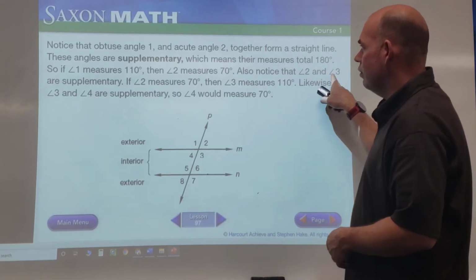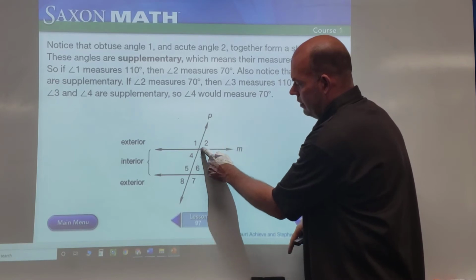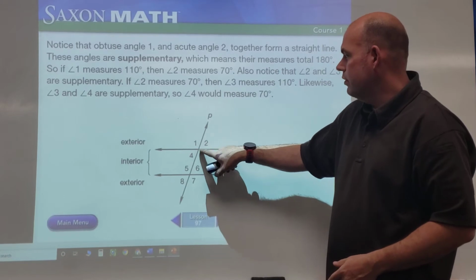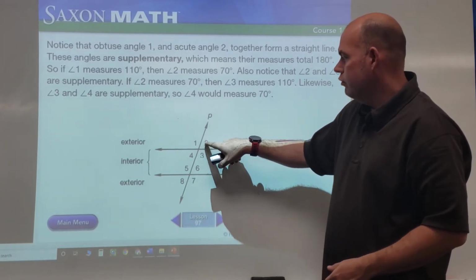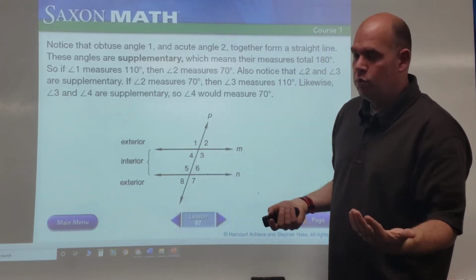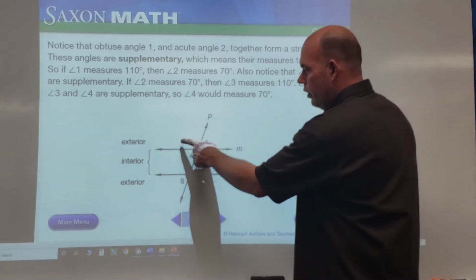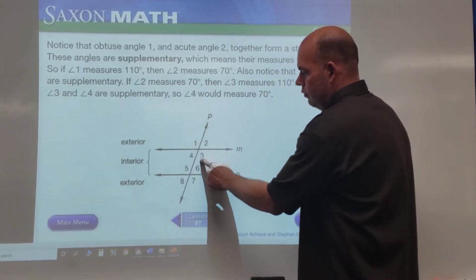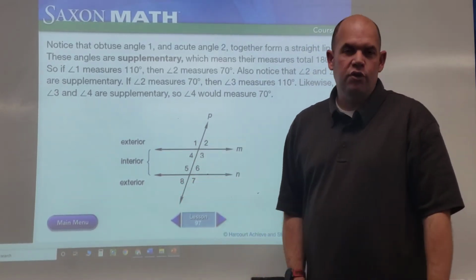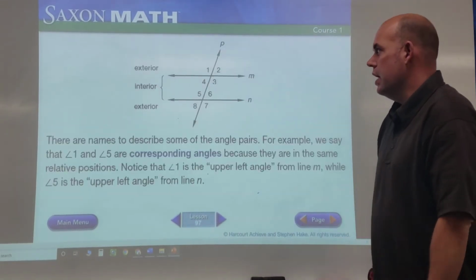So notice that 2 and 3 are also supplementary. This is a line, and 2 and 3 come between it, but if we take this line out, that's just a straight line. So we know that these are also supplementary angles, and we already know that 2 is 70, so that means 3 has to be 110, because 70 and 110 equals 180. Knowing that, we can figure out what all these angles are, right? So we know that if this is 110, then this is 110, and this is 110, and this is 110. And 2, 4, 6, and 8, those will all equal 70. So that will help us have all of our supplementary angles.